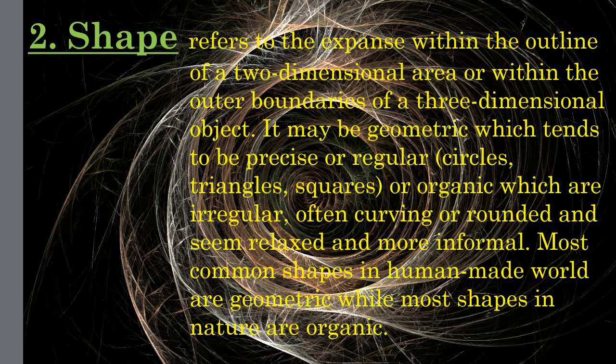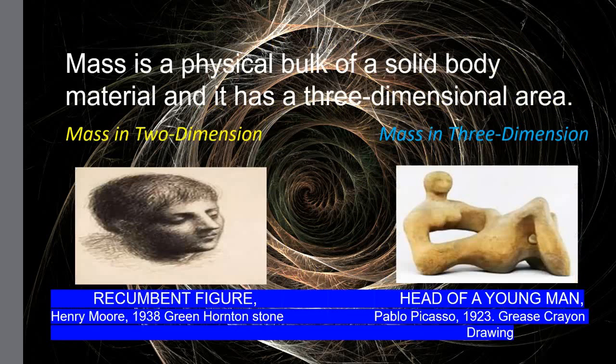Number 2, shape. It refers to the expanse within the outline of a two-dimensional area or within the outer boundaries of a three-dimensional object. It may be geometric, which tends to be precise or regular, like circles, triangles, squares, or organic, which are irregular, often curving or rounded and more informal. Most common shapes in the human-made world are geometric, while most shapes in nature are organic.